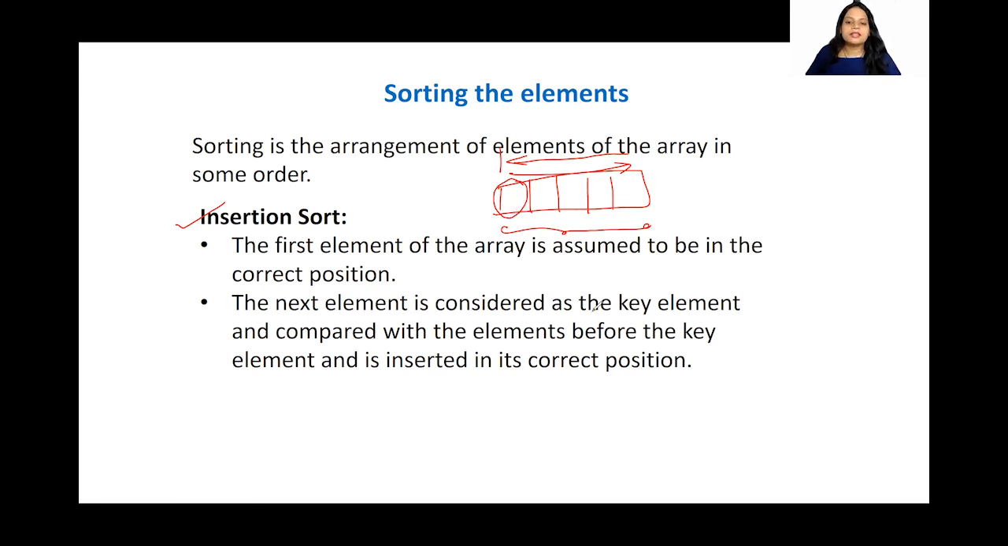Next element is considered as the key element and compared with the element before the key element, and it is inserted in its correct position. So what we are going to do is take this element and compare it with this. Okay, and we are going to see whether this is greater than this or whether this is less than this, and accordingly we are going to arrange it. Okay, so when we see the algorithm with an example, it is going to be more clear.